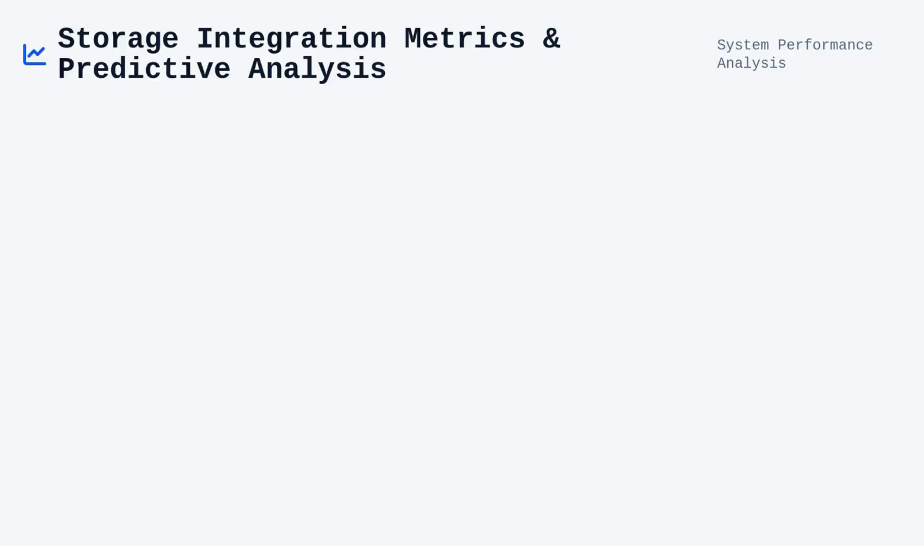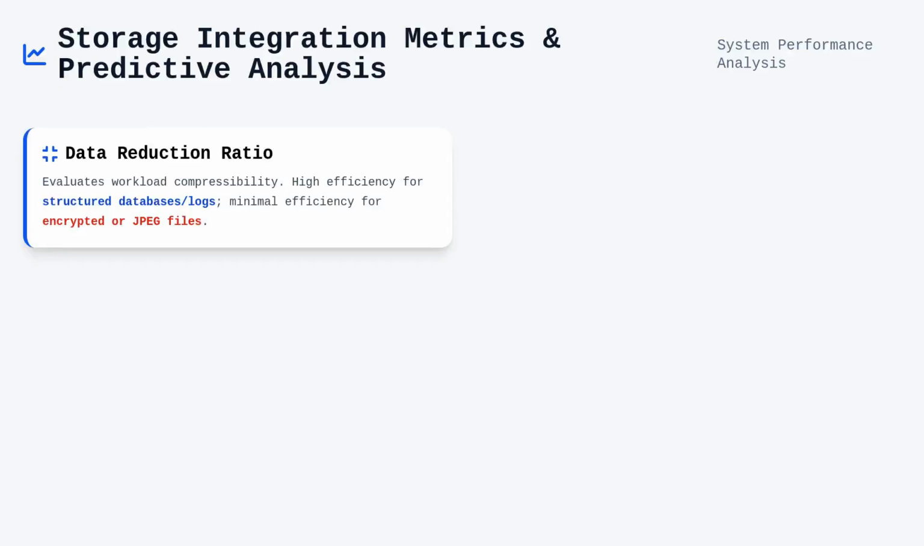Integration metrics play a critical role when we evaluate the efficiency of a storage subsystem under stress. One primary metric is the data reduction ratio, which is not merely an indication of capacity savings, but a reflection of the workload's compressibility. Databases with highly structured schemas or log files often yield high compression ratios, whereas already compressed formats, such as JPEGs or encrypted backups, show minimal to no gain from further processing.